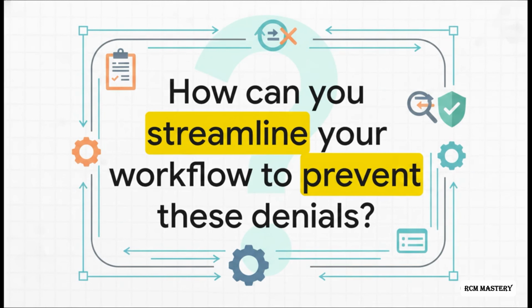Done. And that is really how you conquer the CO-18 denial. See, it's not about luck. It's just about having a methodical process of investigating and taking the right action. So I'll leave you with this question to think about. How can you maybe tweak your own workflow to catch these potential issues before the claim even goes out the door?